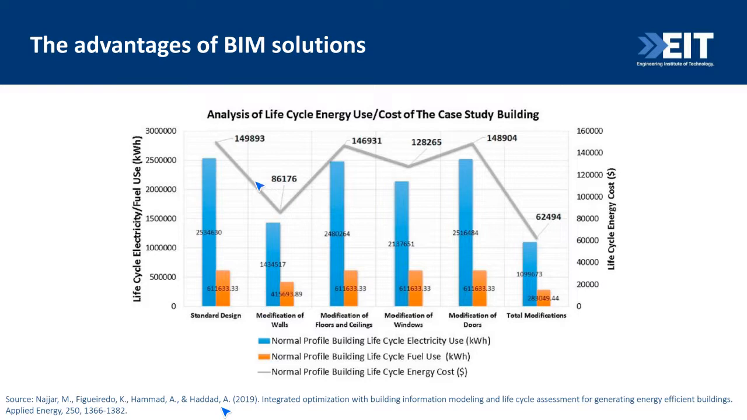And after this, we ran simulations modifying the walls, the floors and ceilings, the windows, the doors. And finally, we chose the best option of wall, the best option of floors and ceilings, windows, doors, and put them in the final version of our model and ran the simulation again to compare the results about energy use and energy cost for this case study. And we have a significant improvement in the energy use, in the energy cost in this project.